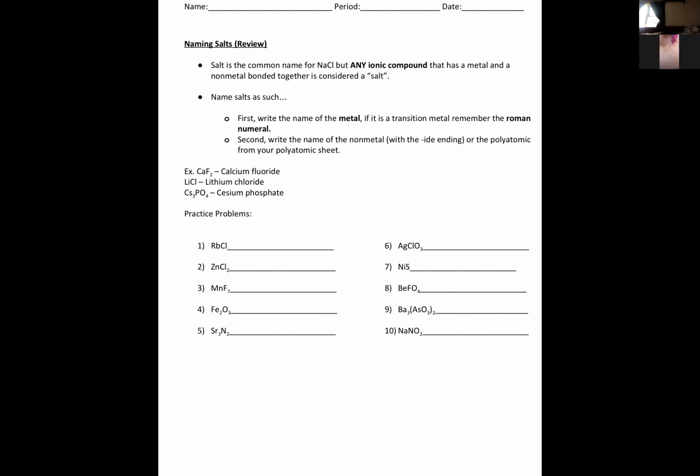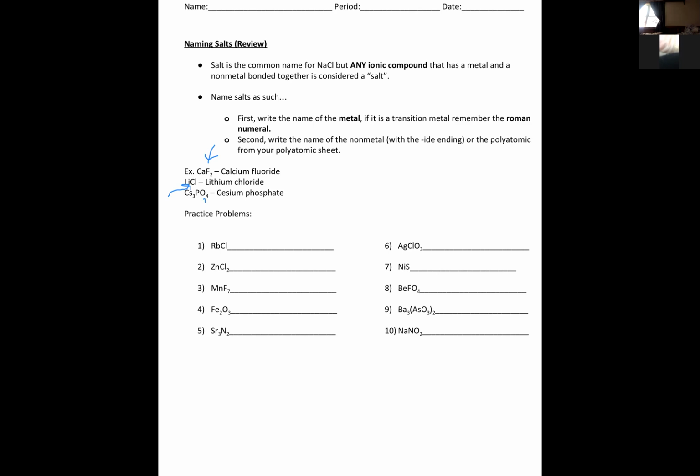Now, the other part of this is looking at your nonmetal. Remember, if you have something like fluorine, which is right here for our first example, you're going to get rid of the ine ending and add ide. Same thing for the second one. We have chlorine, and you would get rid of the ine and add ide.